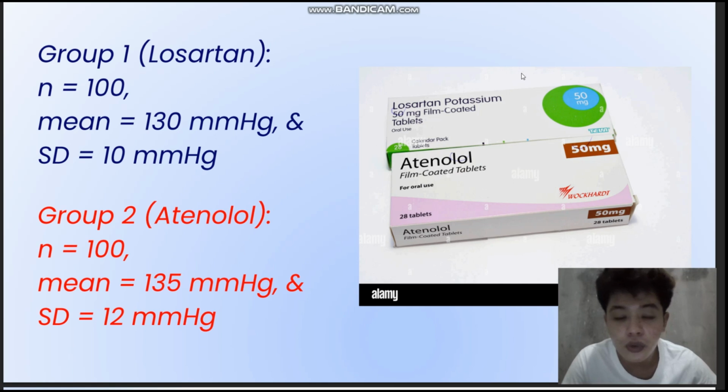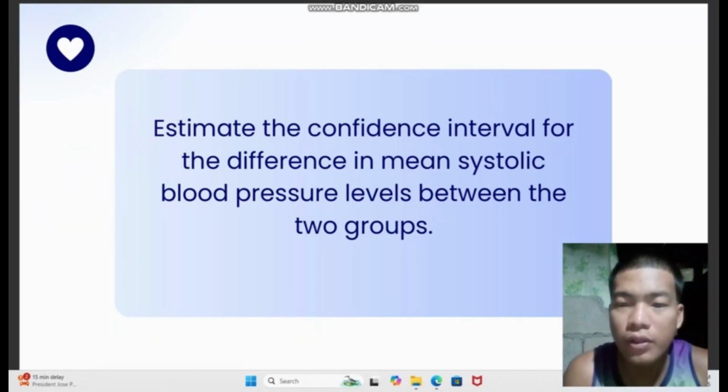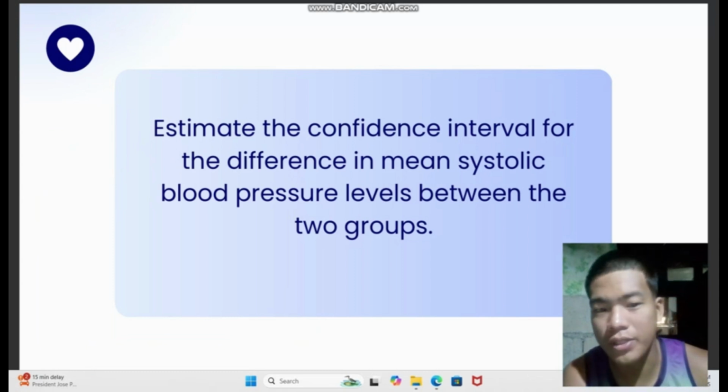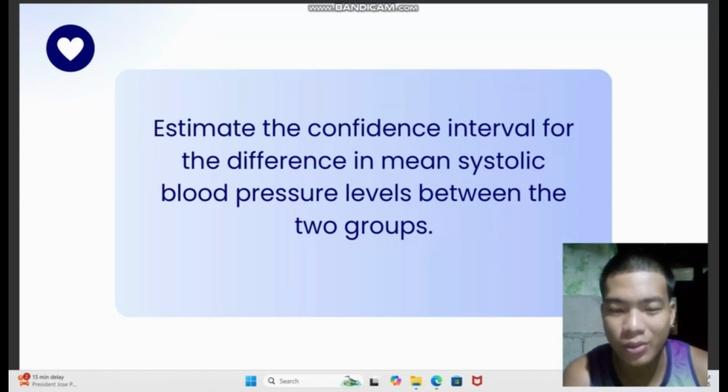For group 2, we have the Atenolol, which has a sample size of 100, 135 millimeters of mercury for the mean, and a standard deviation of 12 millimeters of mercury. Estimate the confidence interval for the difference in mean systolic blood pressure level between the two groups.